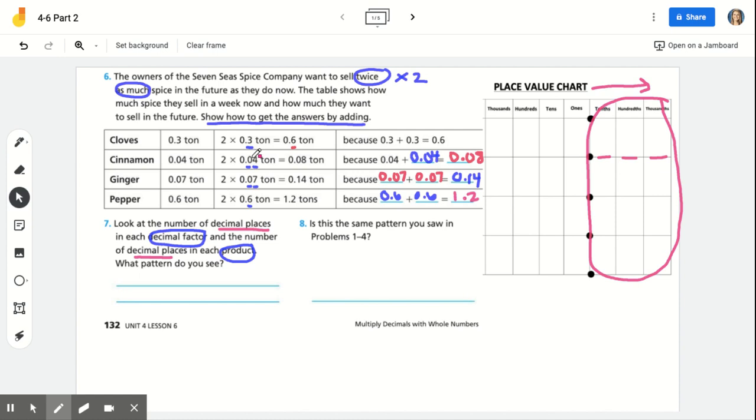2 times 4/100 equals 8/100 ton. How many decimal places are there in the number 8/100? 1, 2. 2 times 7/100 is equal to 14/100 ton. How many decimal places are there in 14/100 ton? 1, 2. Before we move on to the next one, do you see a pattern here? What is the pattern that you see in relationship with the decimal number and the product?